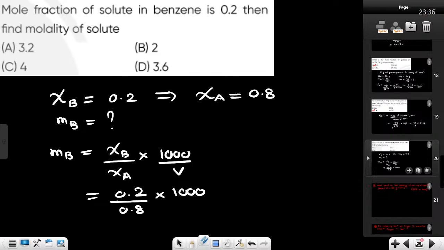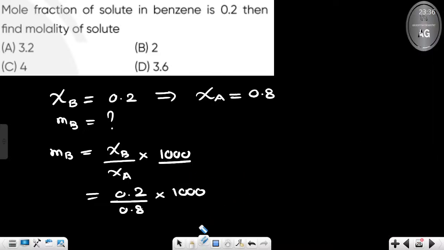Okay, chalo. Volume will not come. Why am I writing volume first? That is what I am thinking. Molarity will come, then volume will come. So 1000 by mA. So what is the molar mass of benzene? Molar mass of benzene is 78. Make sure that you know that.